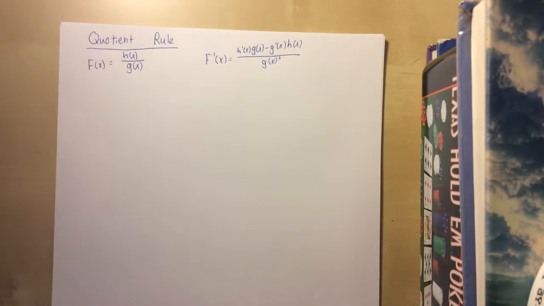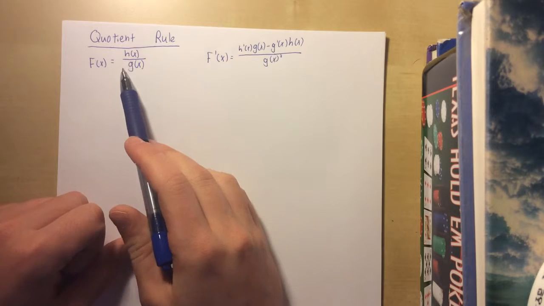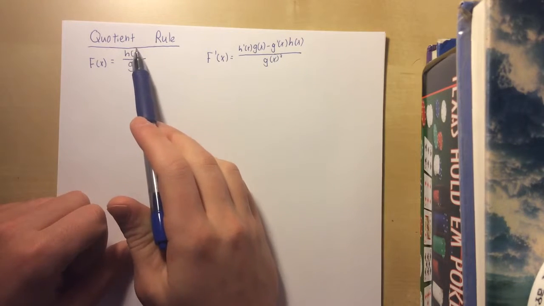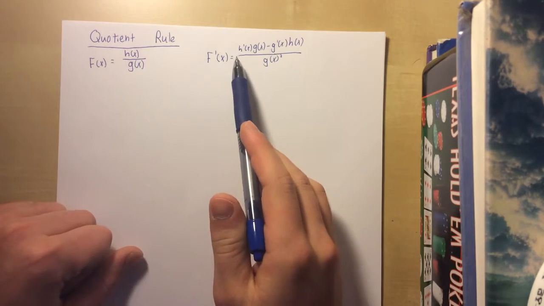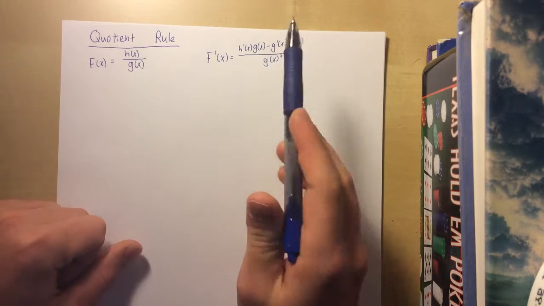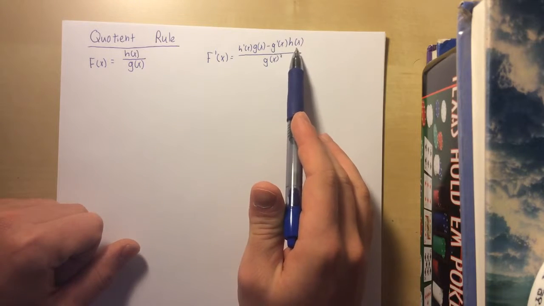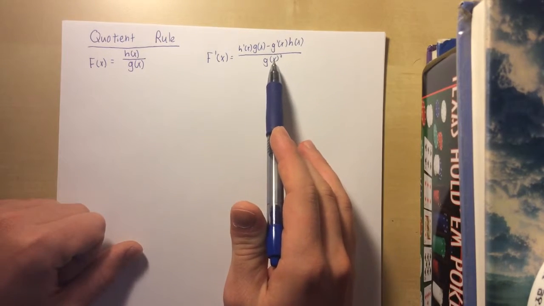So now let's go over the quotient rule. The quotient rule says that the derivative of a function that is h of x over g of x, a function over another function, is the derivative of the first function times the second function left alone, minus the derivative of the second function times the first function left alone, all over the second function squared.